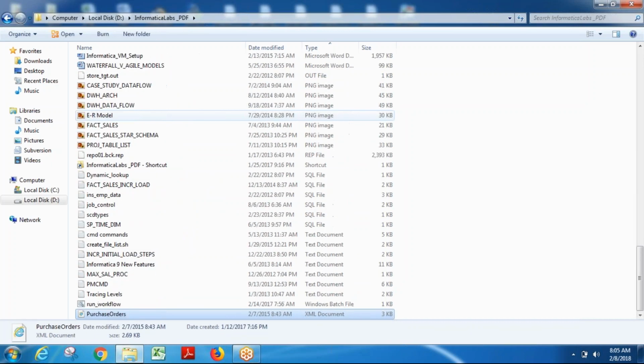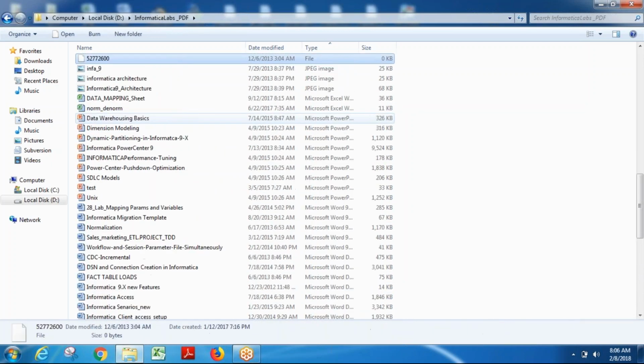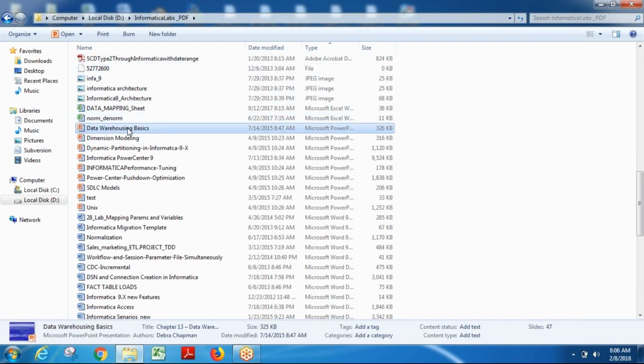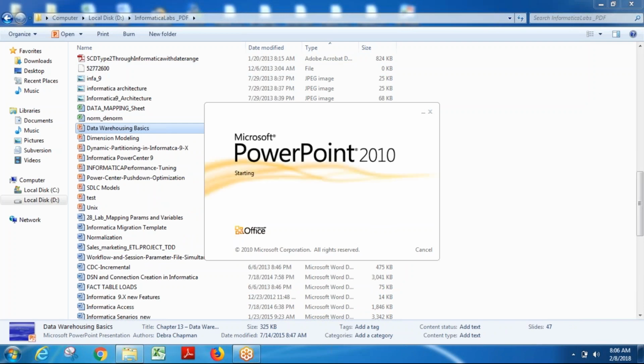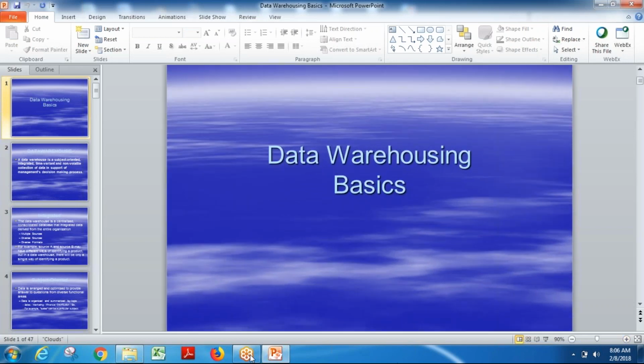So first, today's class is more about understanding the basics of data warehousing. Once we are clear with the fundamental concepts and some of the definitions, which are basically needed for your ETL development process, we'll understand that, and then we'll just move on.